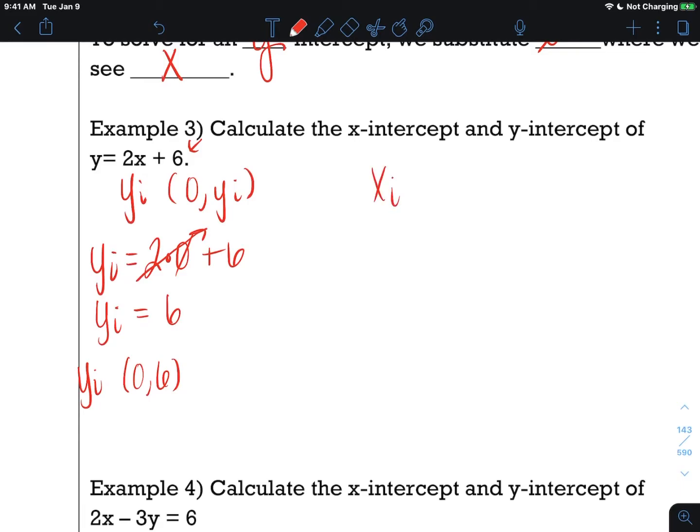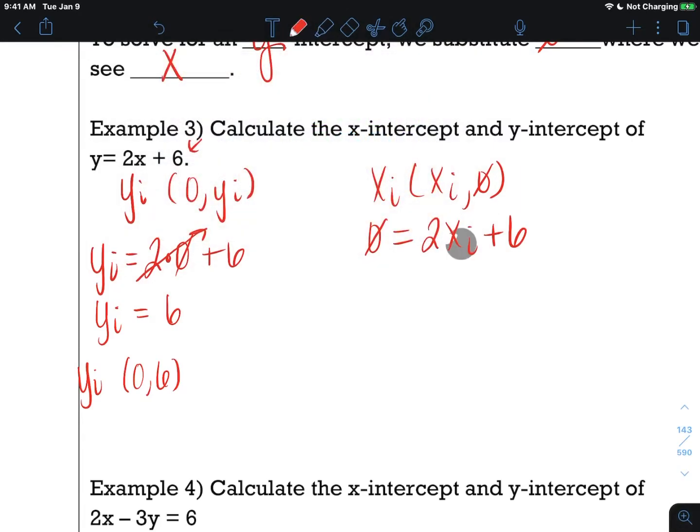Now, what about this x-intercept? Well, that one can be a little bit more tricky, depending on what form of the equation we're given. And it looks like this: x-intercept, 0. So first thing I'm going to do is take my equation and rewrite it, plugging in those values. 0 equals 2 times x-intercept plus 6. Okay, so I got this. Now I need to go ahead and solve for my x-intercept.